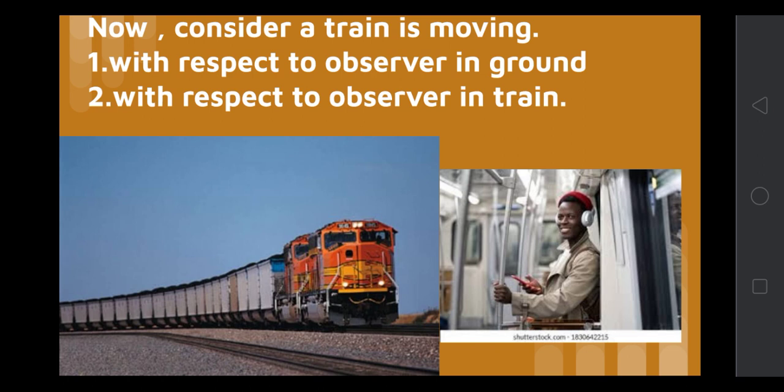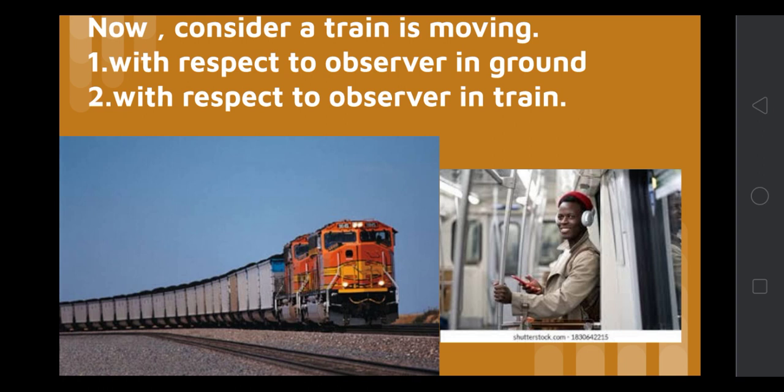Now consider a train is moving. There are two situations given. You are the observer, and you are traveling in the train. The first case is you are on the platform, looking at the train moving very fast. So what will you state? You will state that the train is in motion.